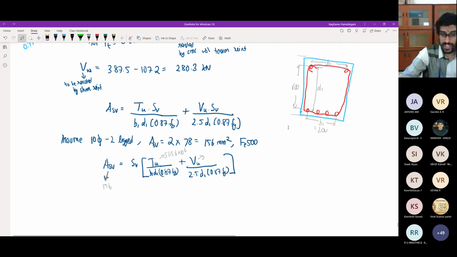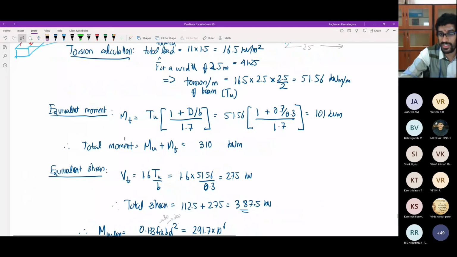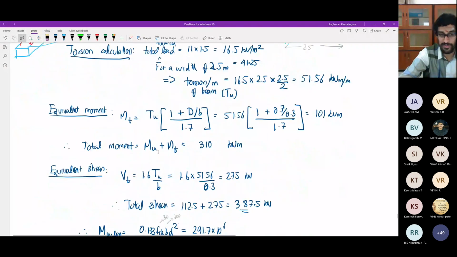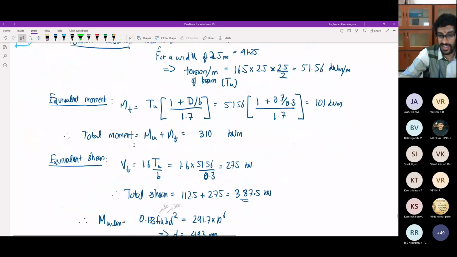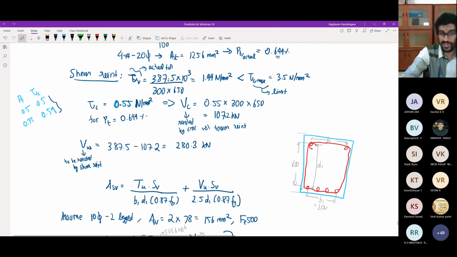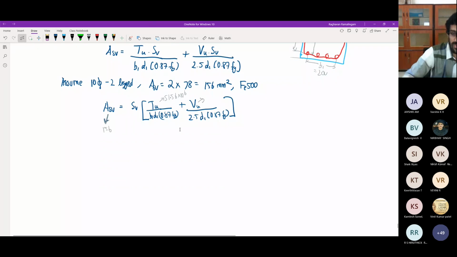Vu, be careful, don't take V total and moment total. Take Tu and Vu only. Tu is this, Vu is this, 112.5. Don't take the full overall total. For finding the reinforcement, take Tu and Vu. Do not take what you took over here. Don't take the full shear plus torsion shear. Take Tu and Vu only. So Vu is 112.5. Be careful about that.